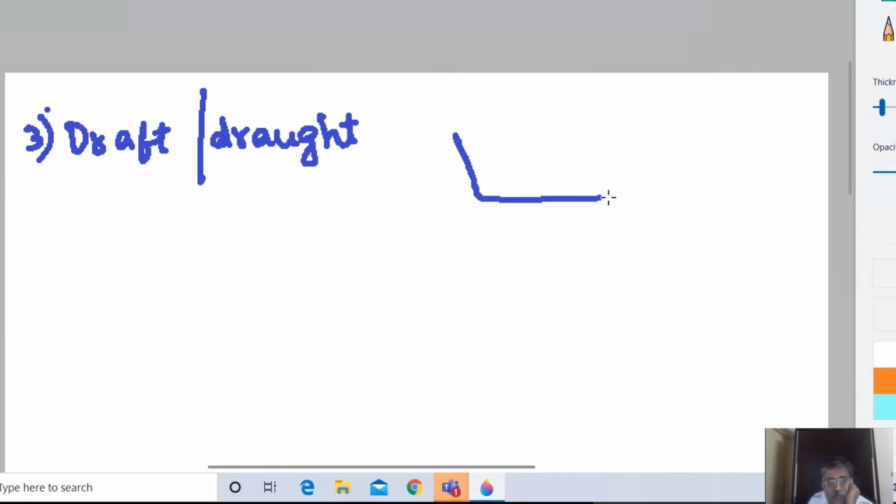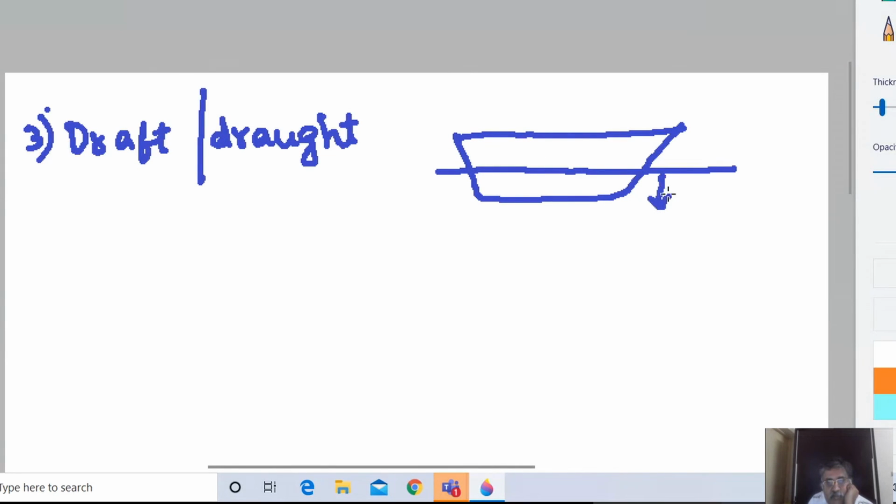So if you have a ship like this, now this is known as the draft of the ship. And this is known as the depth of the ship. These are two terms. As you can see what it means from the figure, I don't have to explain anymore what it is.